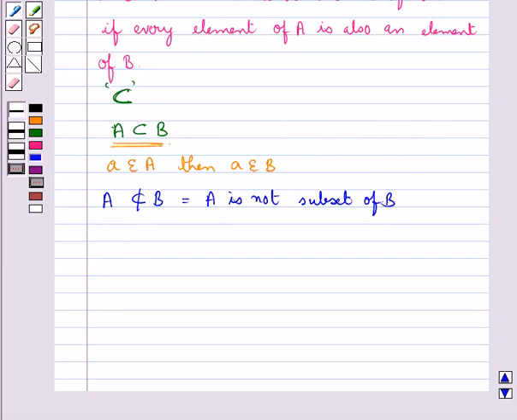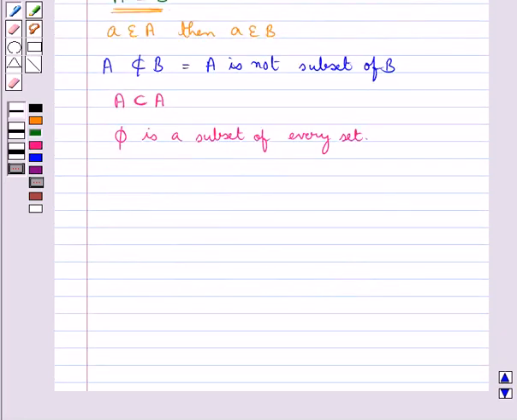And we also have that every set is a subset of itself, that is, a set A is a subset of itself. And we also have that the empty set phi is a subset of every set. And a set which has only one element is called a singleton set.